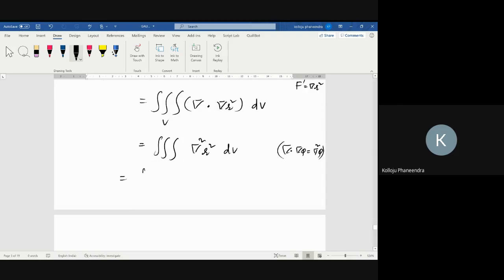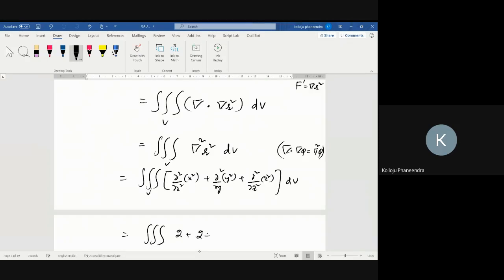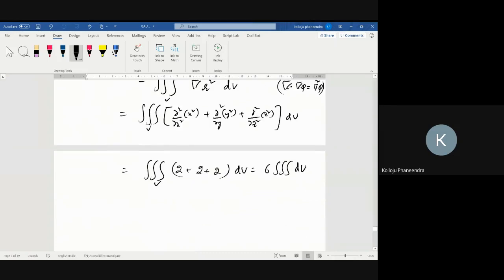What is del square r square? What I have already given: over V, dou square by dou x square of x square plus dou square by dou y square of y square plus dou square by dou z square of z square, in r square. These derivatives. So this is a triple integral of 2 plus 2 plus 2 dV, nothing but 6 times the triple integral of dV, which is 6V.